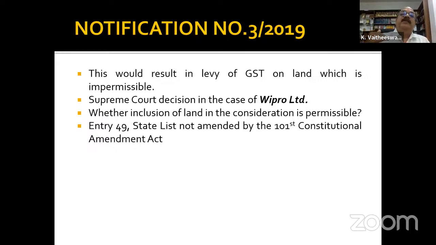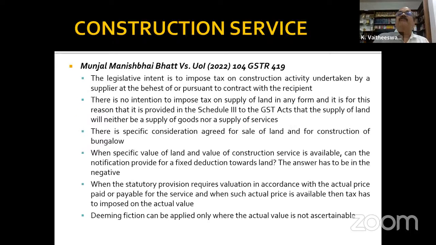Same analogy can be extended to say that I have actual land value which is much, much higher than the 1/3, and therefore I want to exclude that value. And that found acceptance in GST before the Gujarat High Court. In Munjalal Manish Bhai Bhatt versus UOI, Gujarat High Court has very clearly analyzed the provision and then said that there is no legislative intent to impose tax on construction activity undertaken by a supplier. The intention of the legislature is never to tax the land. It is always to tax the construction services.